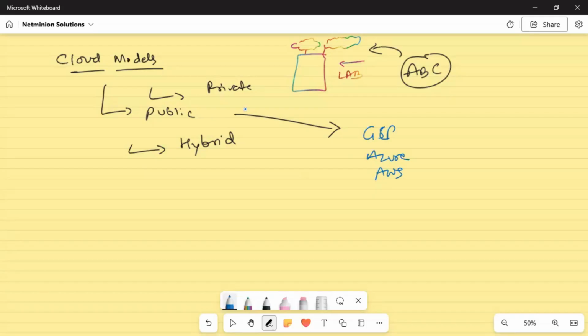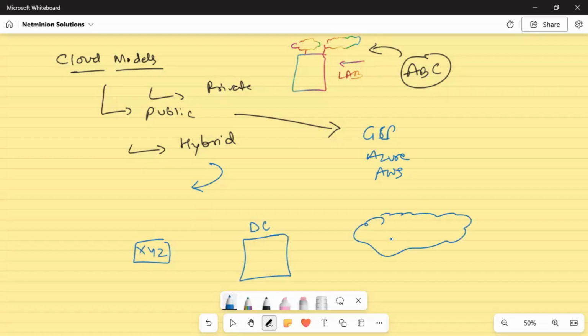Now, the last one is the hybrid. Hybrid is the one which is mostly used. If I have a company named XYZ, I will keep my own data center also, which is a private cloud, and I will use maybe some cloud service provider. It can be Google, Azure, Amazon, whatever. So hybrid cloud is a computing environment that uses both private and public interconnected environments.